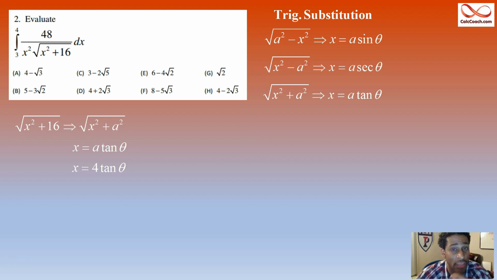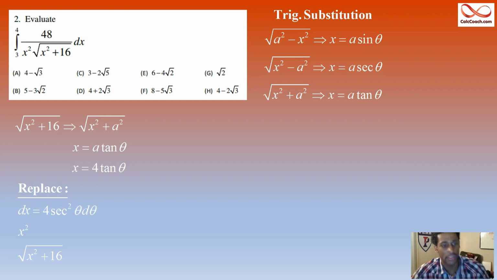Okay, so x is equal to 4 tan theta. Now you need to figure out what you need to replace. So in the integral, we have a 48. No need to replace that. Leave that. But we have dx, x squared, and x squared plus 16. Those need to be replaced. If x is equal to 4 tan theta, dx is the derivative of that. Derivative of tangent, secant squared. So we have 4 secant squared theta d theta.